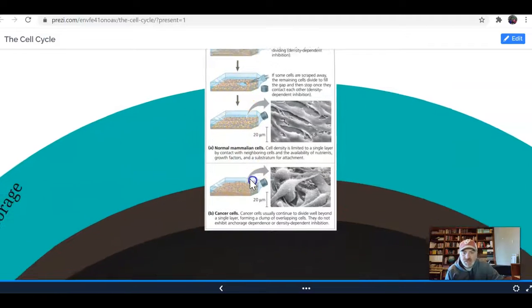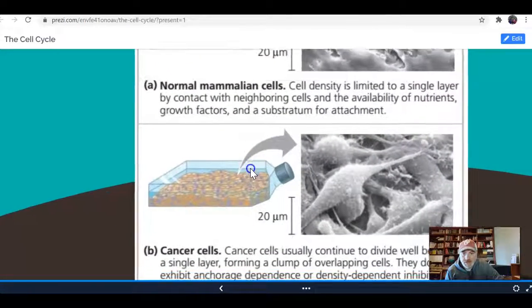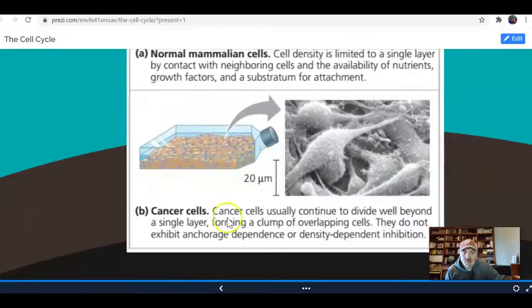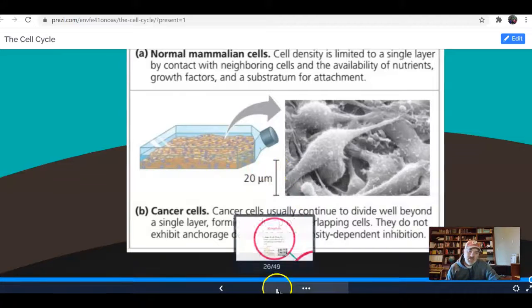But when you get to cancer cells here, I'm going to zoom in a little bit. Cancer cells usually continue to divide well beyond a single layer, so you're going to get multiple layers in there, forming a clump of overlapping cells. They do not exhibit anchorage dependence or density-dependent inhibition. So what that means is cancer cells don't have to be attached to a substrate to reproduce. They can be in your bloodstream. Cancer of your white blood cells, leukemia, is probably going to be doing things similar to that.